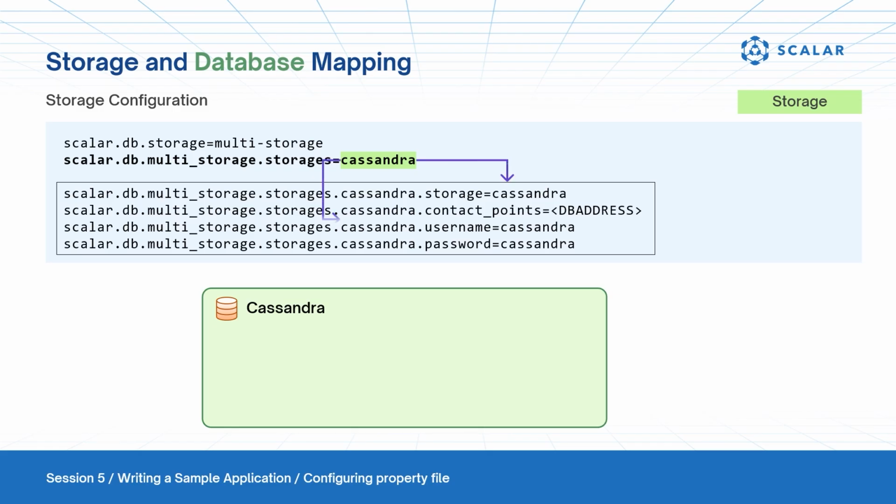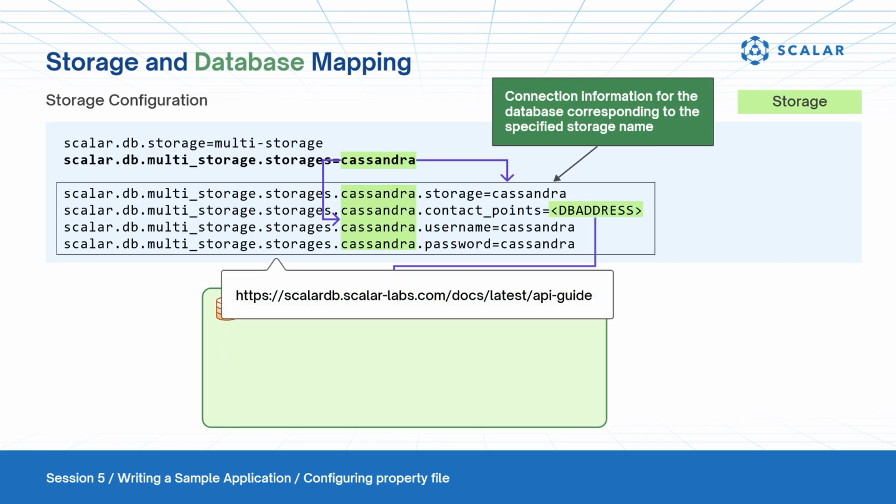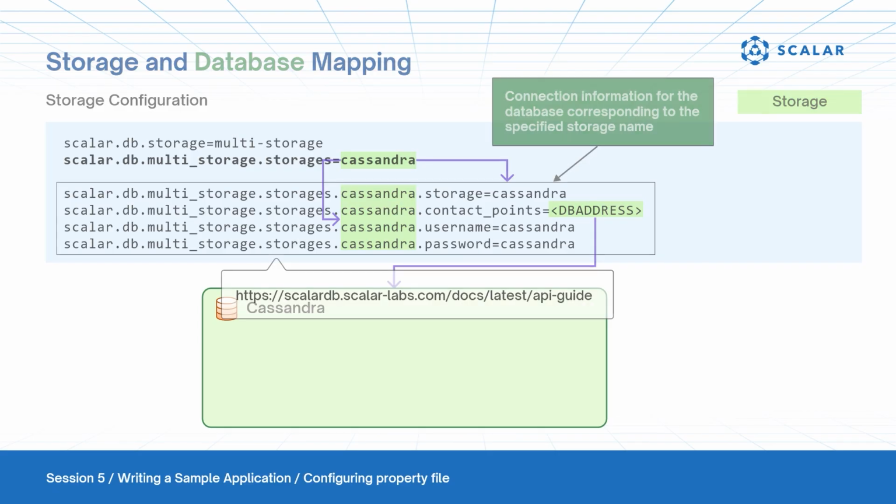After defining the storage name, set connection parameters for the target database. In this example, we define essential parameters for Cassandra. Storage type, contact point, username and password are the essential parameters. The setting parameters are different depending on the database. For more details, please check the API guide document. The link is displayed. The mapping between the storage name and the database connection parameters is complete.